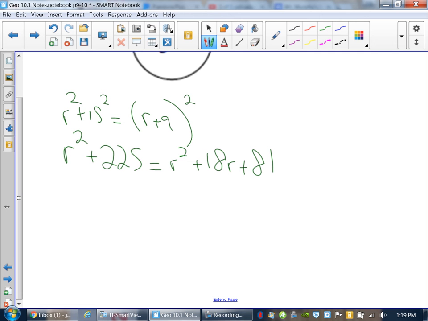What happens to the r squareds? They go away, just like I wish you would. I tried. Then I subtract the 81, I get 144. Then you walk out the door. Yeah, that's true. Divide that out, and I believe you get 8. Yes. You're welcome. All right.